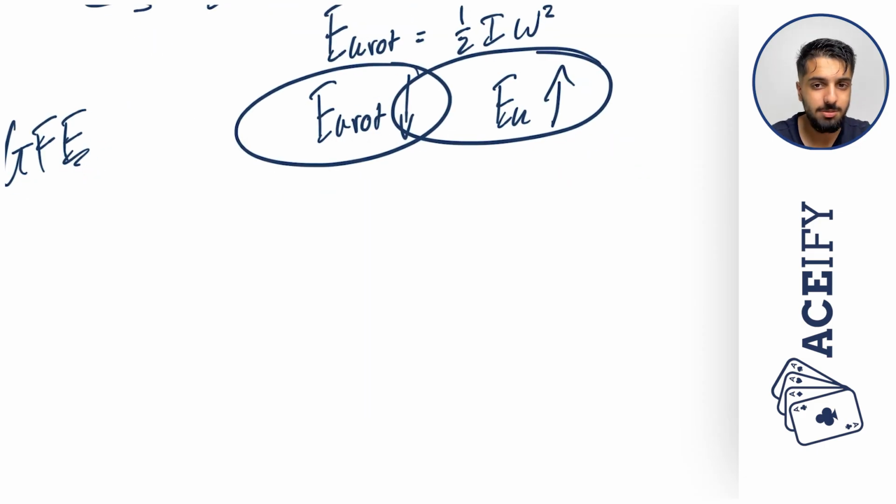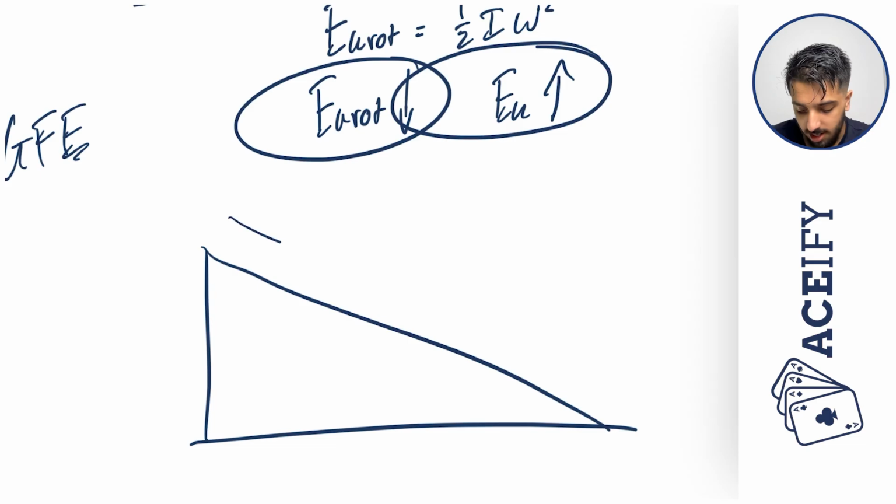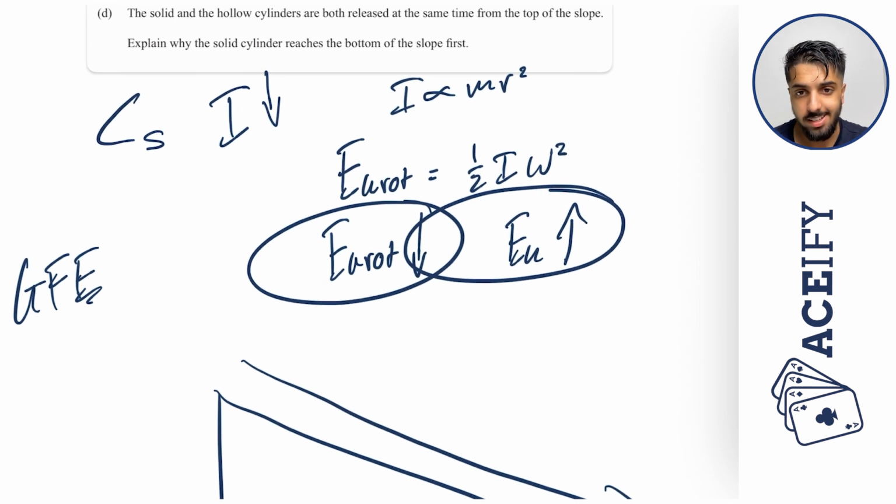And therefore, as it has more linear kinetic energy, if we look at our slope, because linear kinetic energy is the one that's actually making it go down the slope, because it has more of that, it's going to go down the slope faster than the hollow cylinder. And so you can write that in beautiful words.